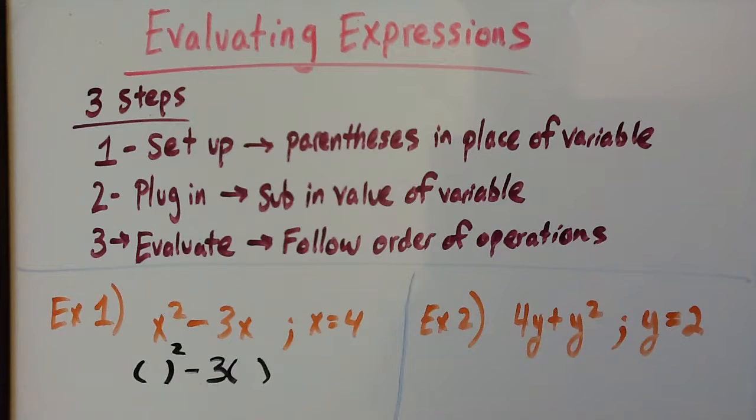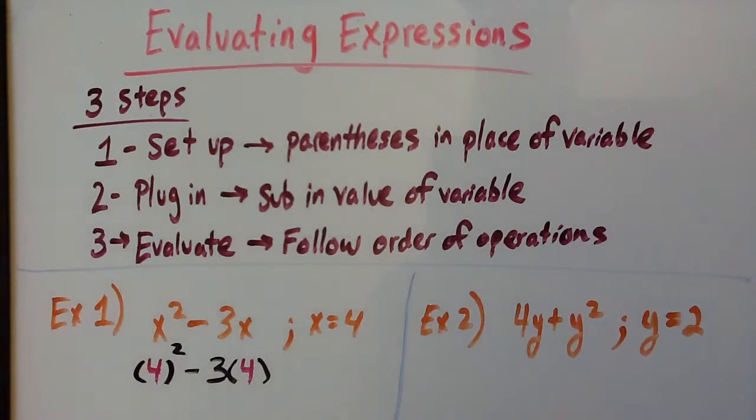Number 2, I plug in. I'm going to plug 4 in for x. So every time I see a set of parentheses, since that's where my variable was, I'm going to put 4 in the place of the variable. So 4 goes there, and a 4 goes there, since our variable x is equal to 4.